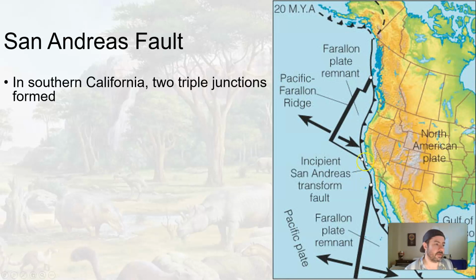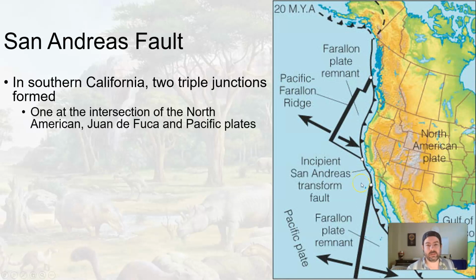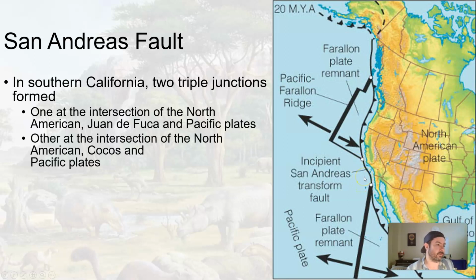So in Southern California, two triple junctions formed. This is the triple junction between three plates: the Pacific Plate, what is now the Juan de Fuca Plate, and the North American Plate. And then same thing here: the Pacific Plate, the Cocos Plate, and the North American Plate. Between these two triple junctions is where the transform boundary occurred.